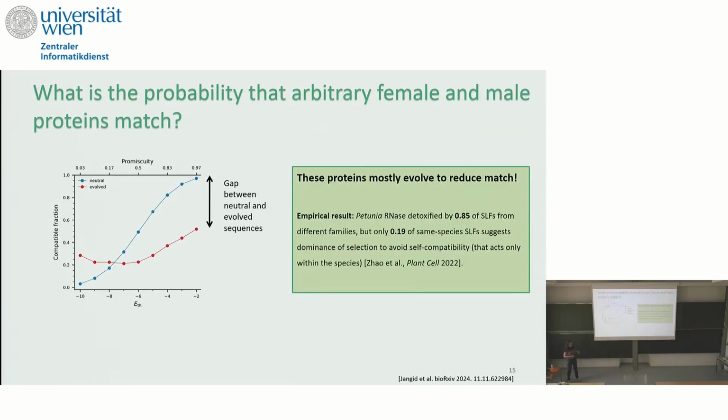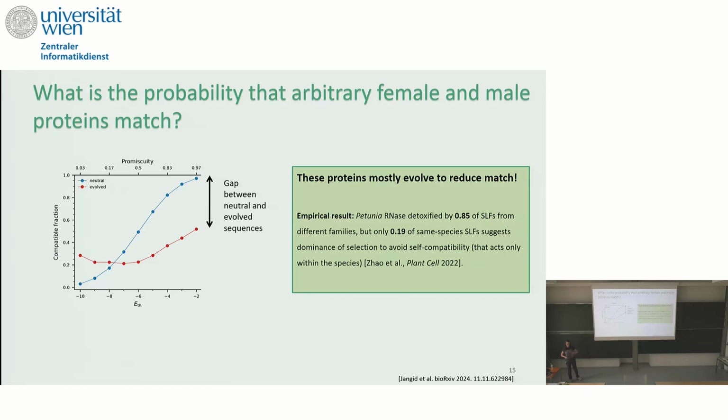The first thing we wanted to look at is to what extent the sequences that evolved in our simulation deviate from the neutral ones. So we did a very simple test. We took arbitrary pairs of male and female proteins from the evolved sequences and tested the probability that they match each other. For reference, we also looked at the neutral sequences, just sequences drawn at random from the prior. I'm showing this as a function of the energy threshold.